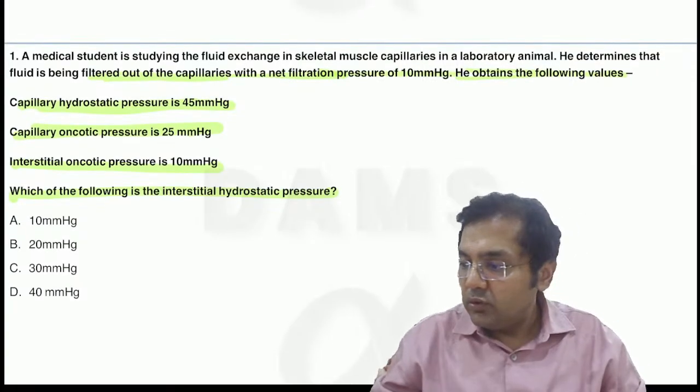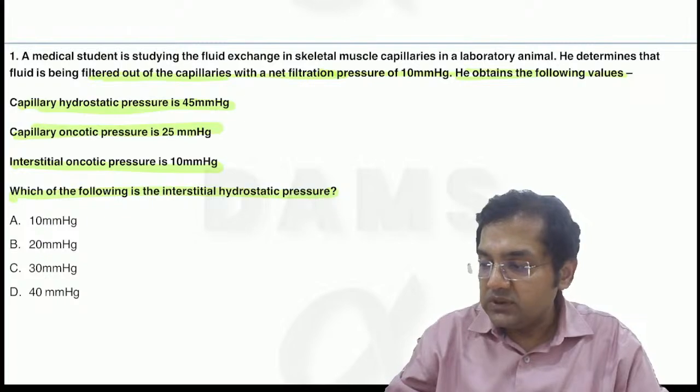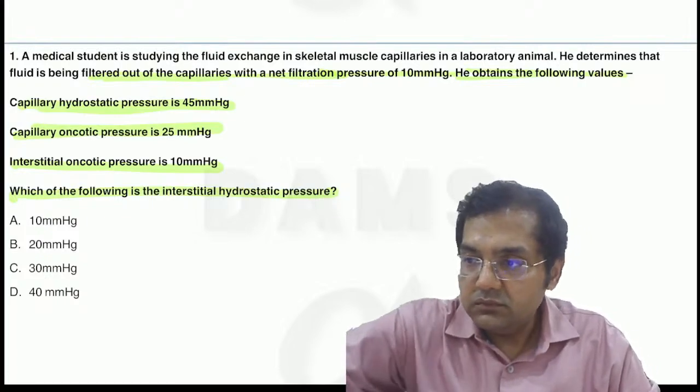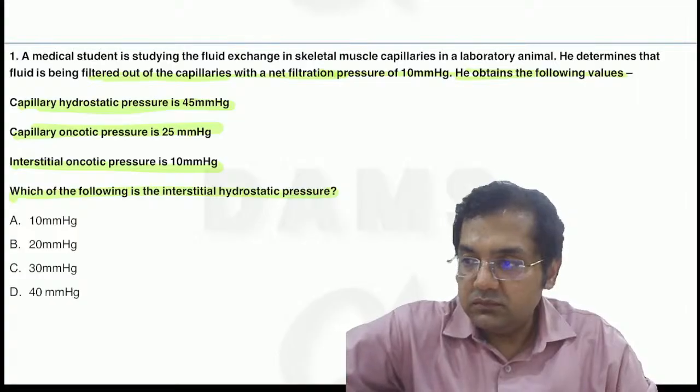So the way to approach this question is, net filtration pressure is 10. He obtains the other following values like this. So capillary hydrostatic pressure is 45.